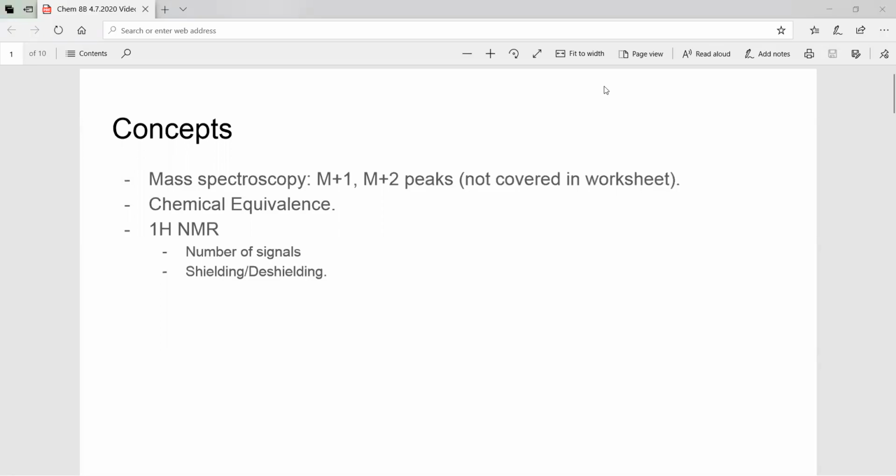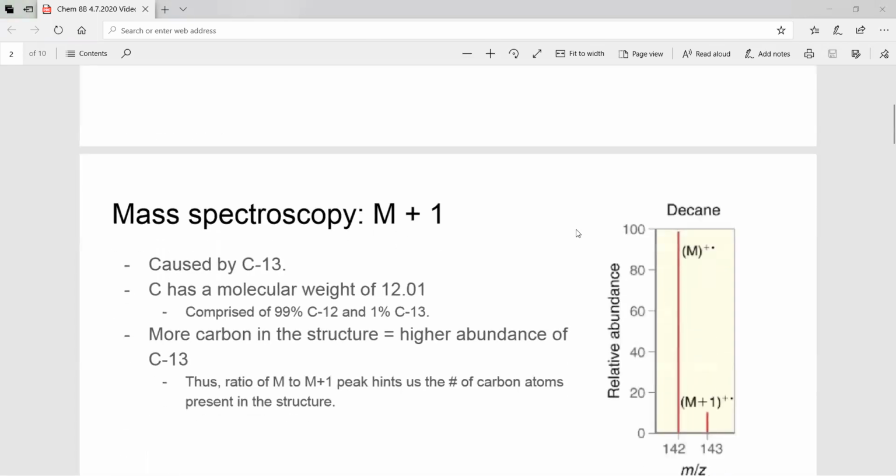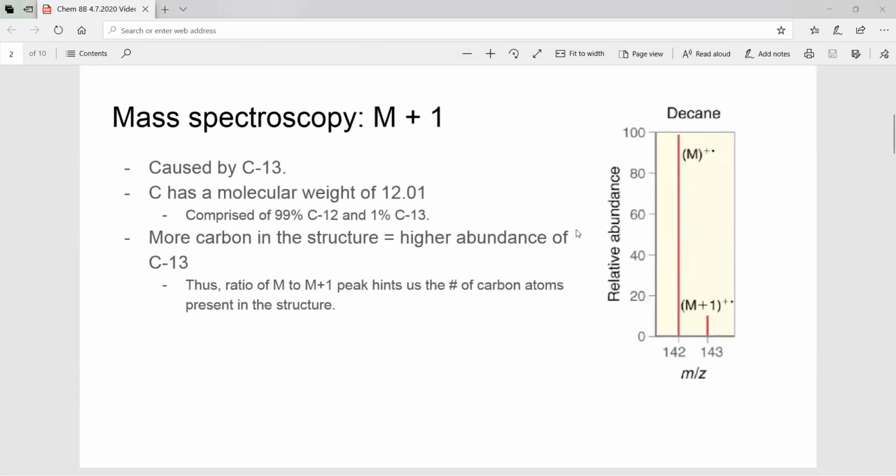We'll talk about mass spec, chemical equivalence, and proton NMR. I'll briefly talk about n+1 and n+2 peaks as it is not part of the worksheet.